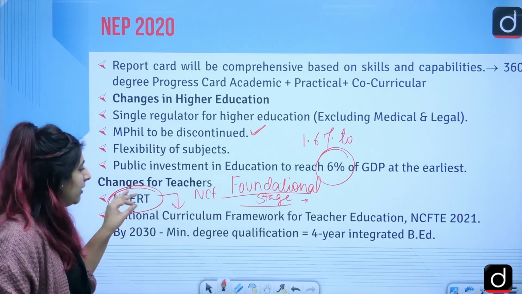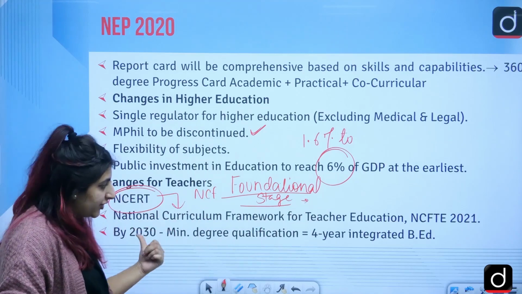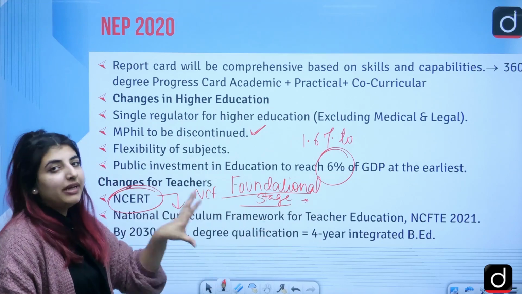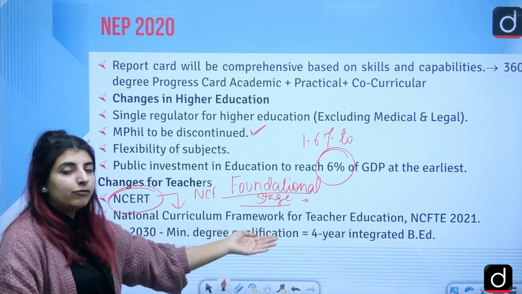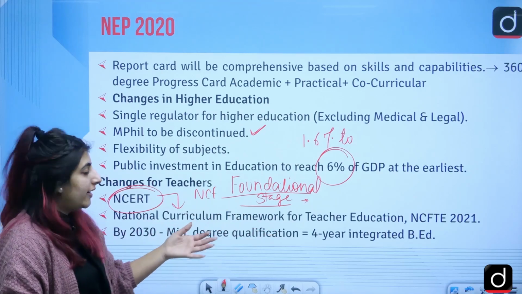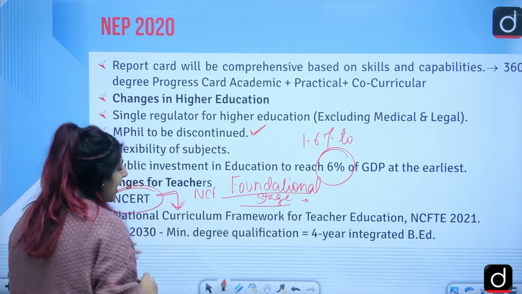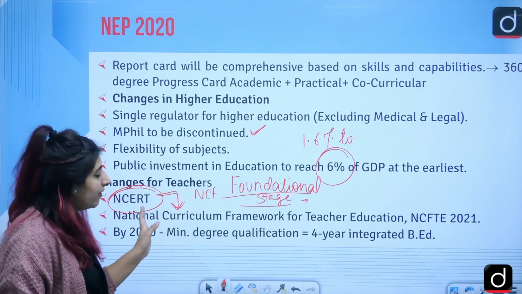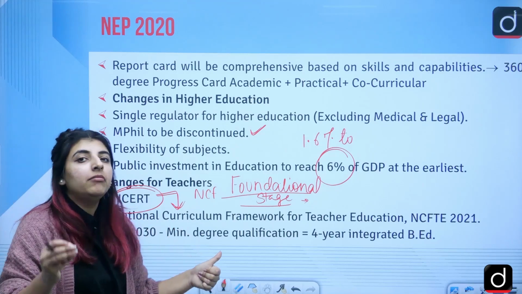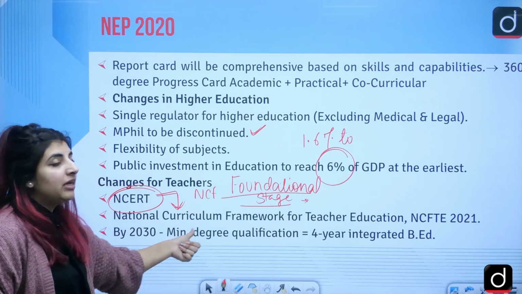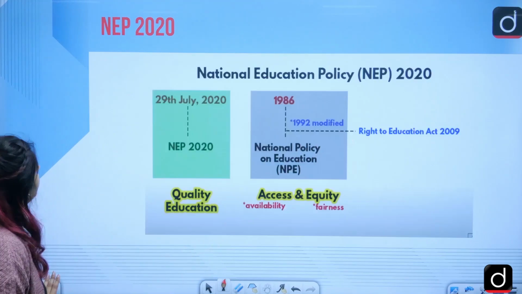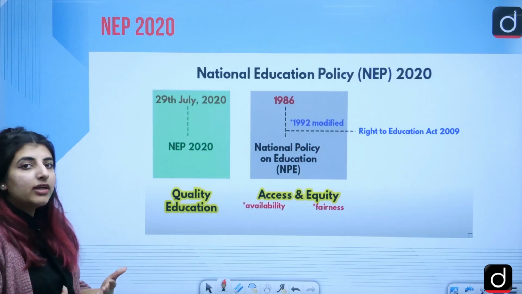By 2030, the minimum degree qualification for teachers should be the 4-year integrated B.Ed program, which is a compulsory thing for teachers who want to teach in schools. So NCRT and a teachers' curriculum should be there. And by 2030, the integrated B.Ed should be considered the minimum degree qualification for a teacher to teach in a classroom or a school.